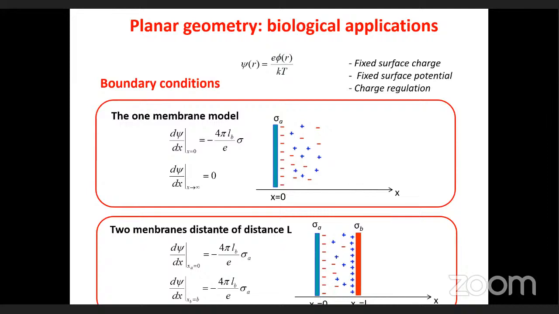In another situation, when we study the interaction between two membranes, we solve the Poisson-Boltzmann equation in its linear form, and we take as boundary conditions those two conditions. Those two conditions signify that the charge of the first membrane is fixed by its electrostatic potential at the point XA, and the second equation fixes the value of the surface charge via the derivative of its electrostatic potential.